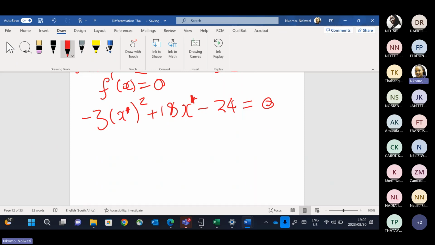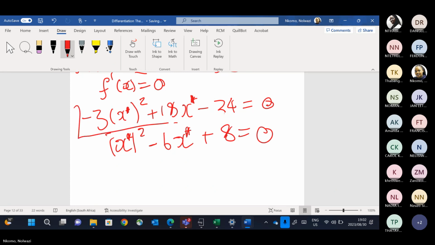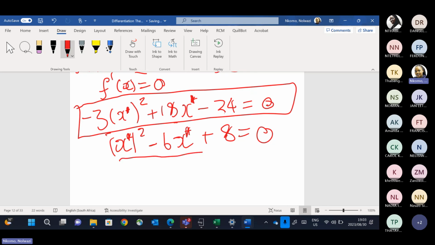Okay. We have a common factor here of minus 3. We can divide by minus 3. And if you do this, you will find x star squared minus 6 x star plus 8 equals to 0. Okay. You can factorize from here, you'll still get the same answer as someone who factorized from here. I was just trying to make this function simple for me to factorize.